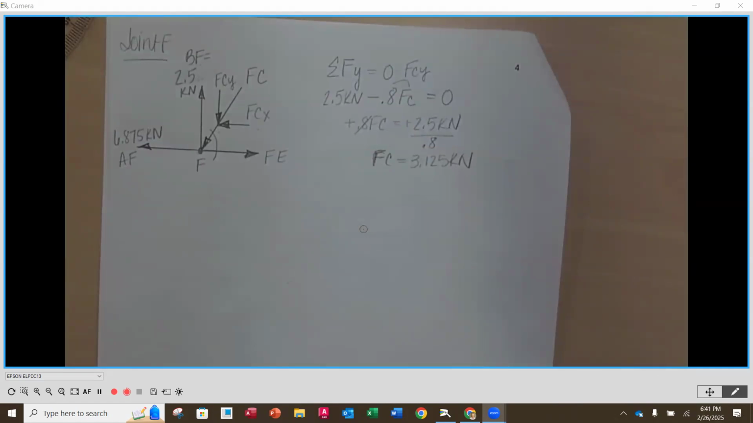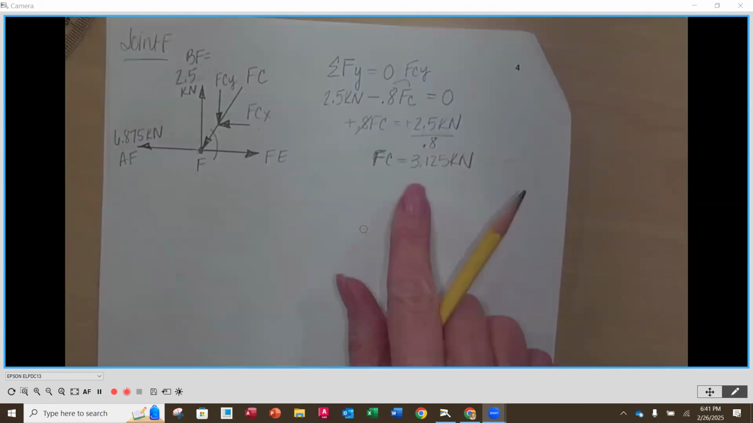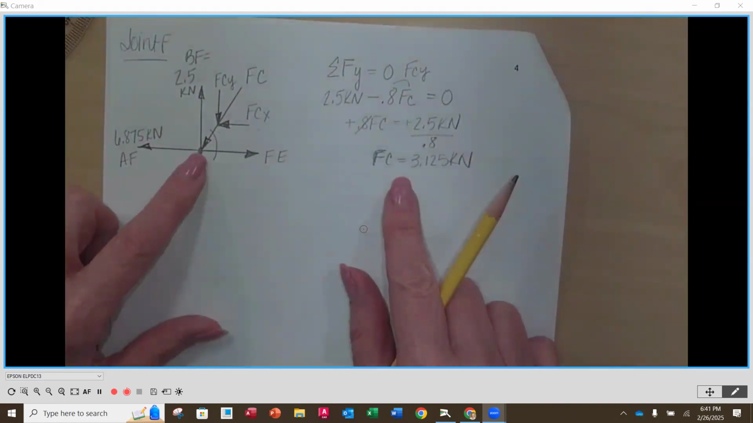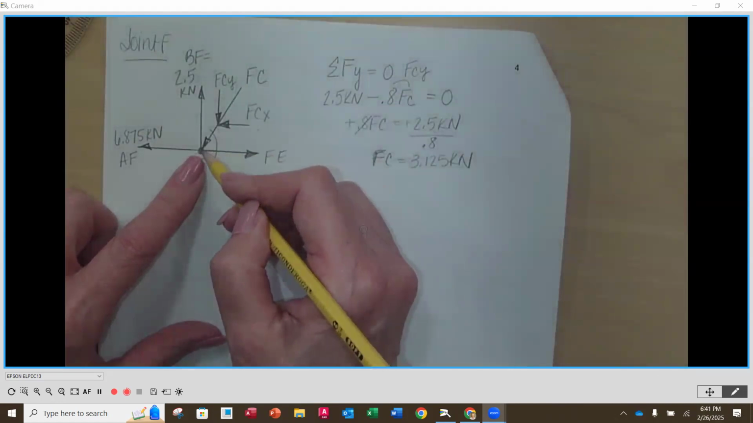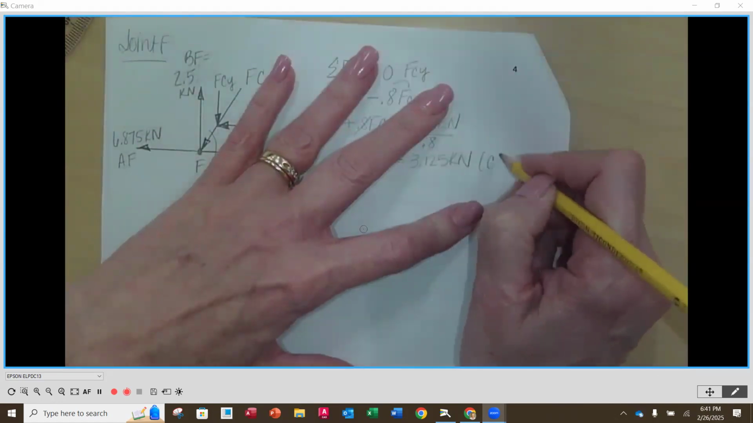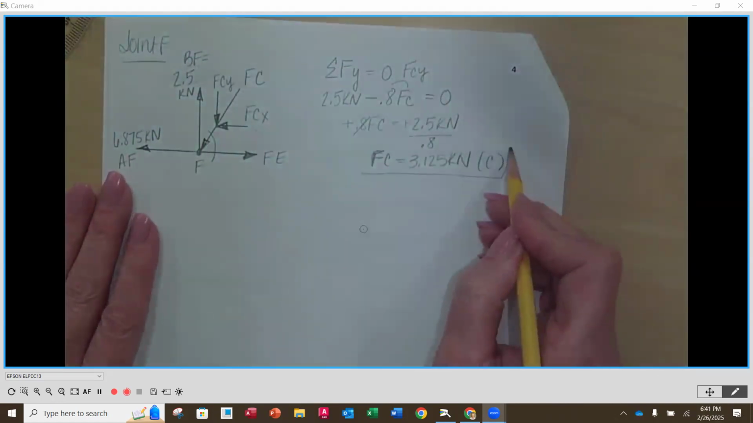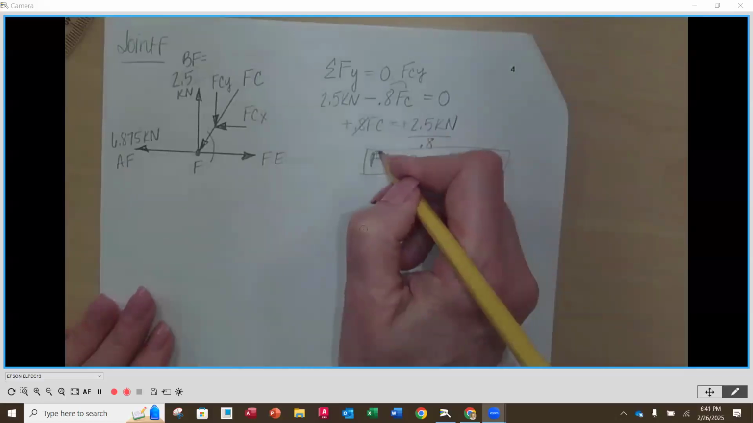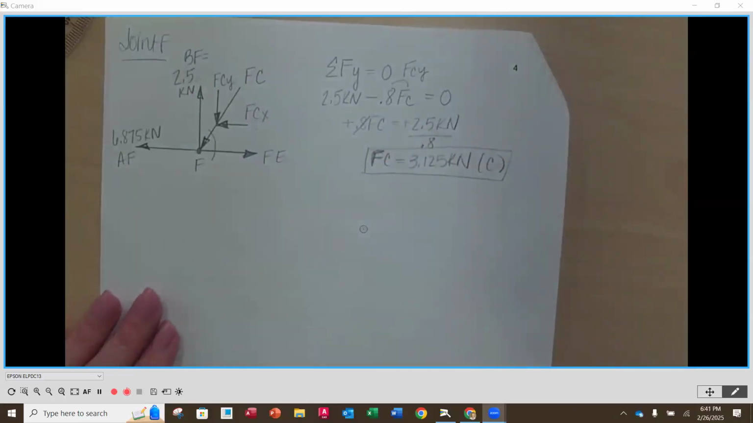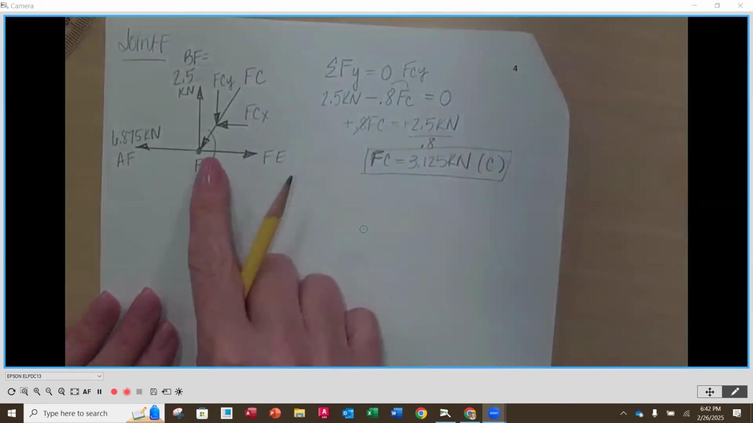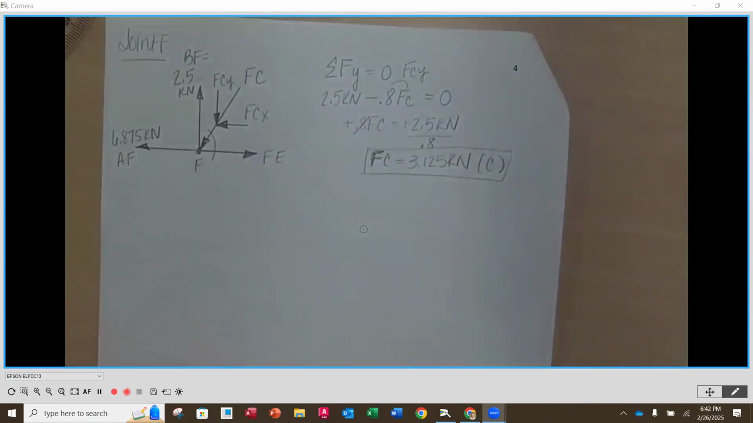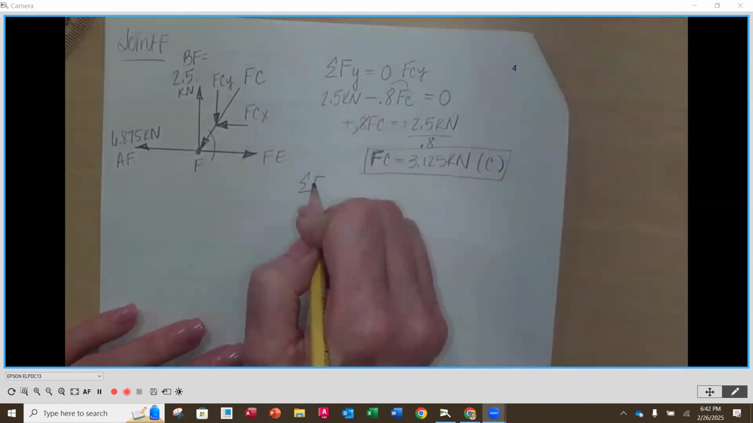I didn't tell you if it was tension or compression. We have to add that. Absolutely, Jesse. So what is it? Tension or compression? Compression, because it's pointing at the joint. So make sure you put your C here, and then we can put our box around it, right? Okay, go ahead and solve for FE. See how you would approach that.